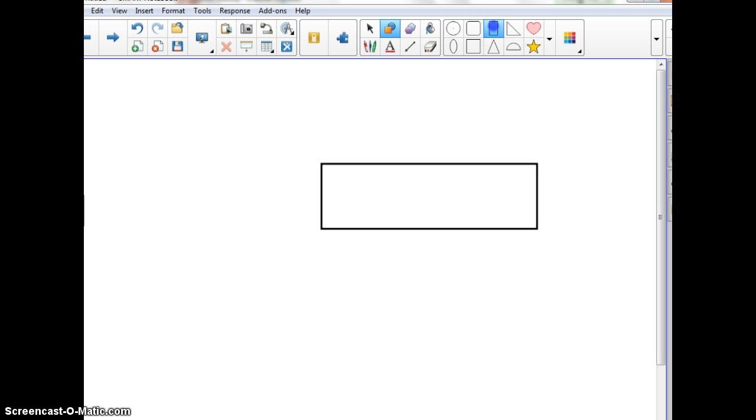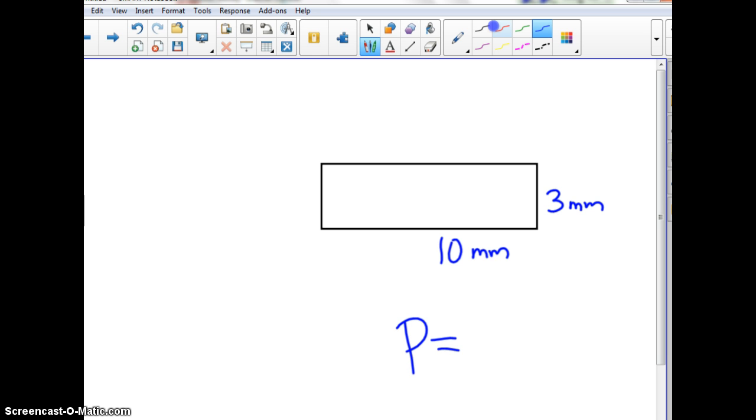Make a rectangle whose long sides are 10 millimeters and whose short sides are 3 millimeters. Now I want the perimeter of that rectangle. Sarah? 26 millimeters.